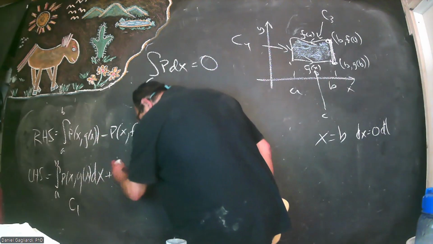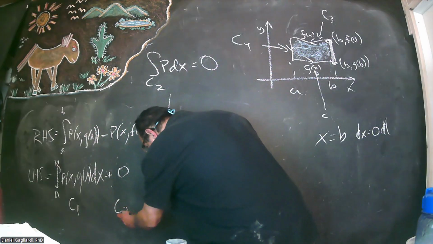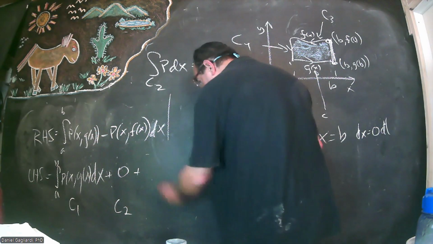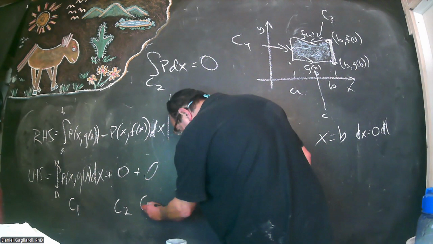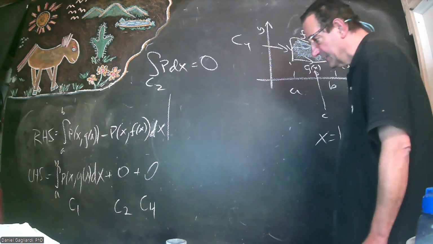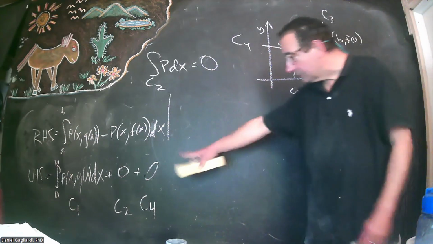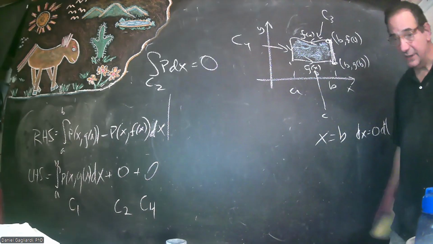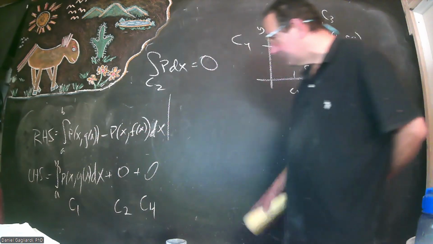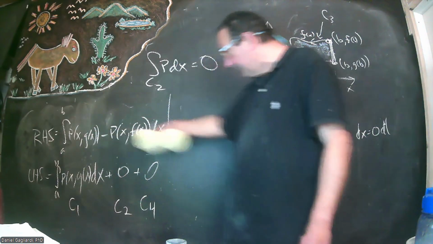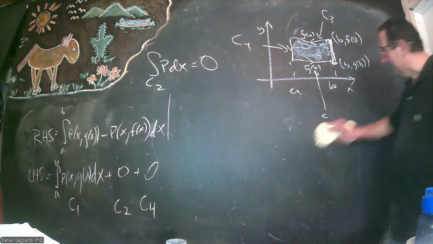And for the exact same reasoning, the integral along C4 is 0. So C4 is 0 as well. The only thing left to do now is take a look at the integral along C3. Okay? And if the integral along C3 turns out to be negative x f of x, then we're in business. And you can pretty much see that it is, right?